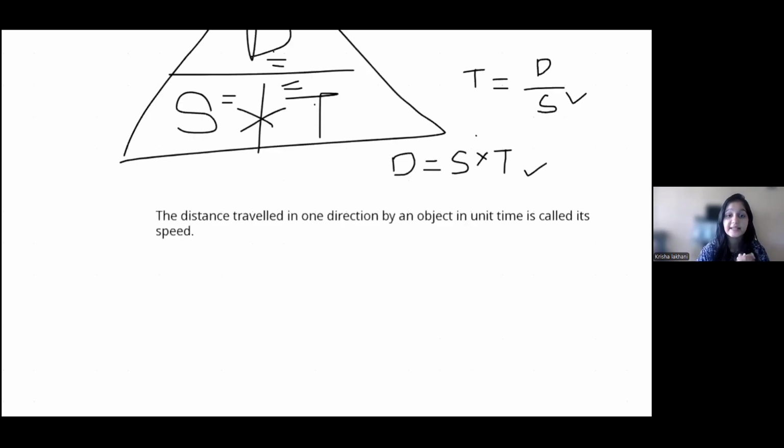We write this: the distance traveled in one direction by any object in 1 unit time or in unit time. Unit time matlab 1 second is called speed. The distance traveled in one direction. Remember, this one direction is very important. One direction by any object in a unit time. In a unit time means what? 1 second is called speed. I hope you have written this. If not, please pause and write it again. Okay.